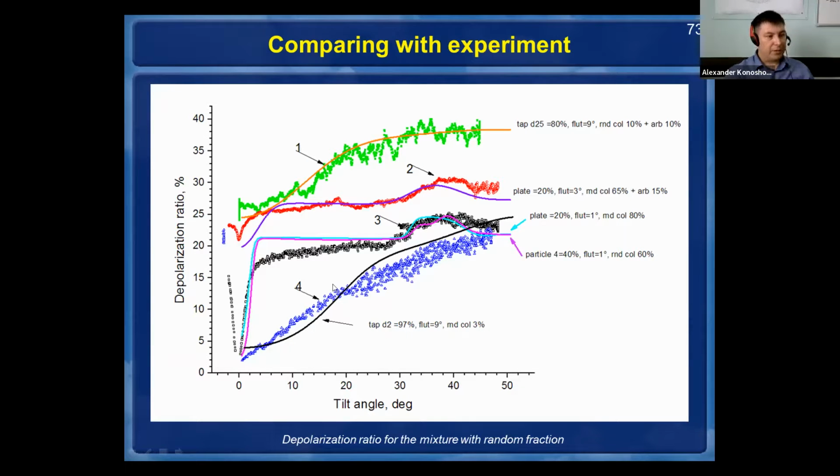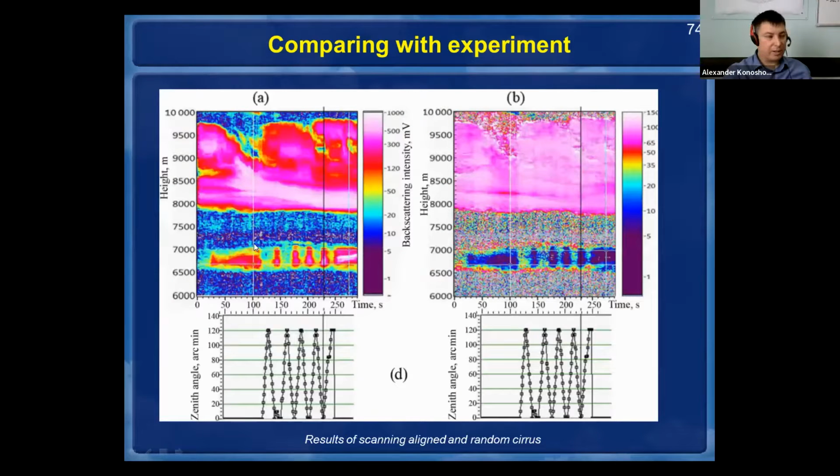But then we can see a very interesting phenomenon in the experiment. Sometimes we see that, so this is a scanning, and the scanning lidar is just scanning the clouds, and we see that some clouds consist of oriented particles. Sometimes some clouds consist of randomly oriented particles, and we see that this signal is changed, this not. So like this.